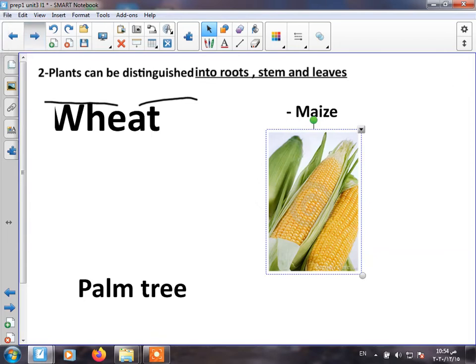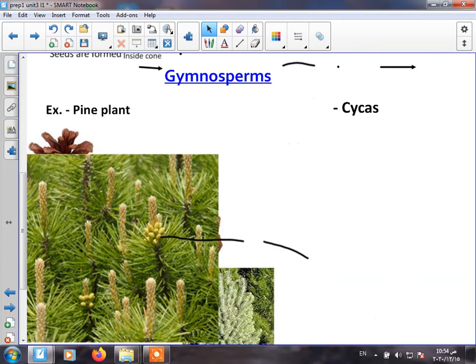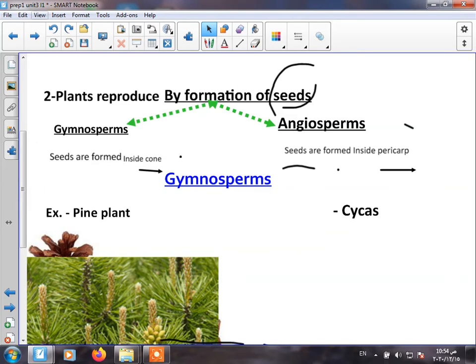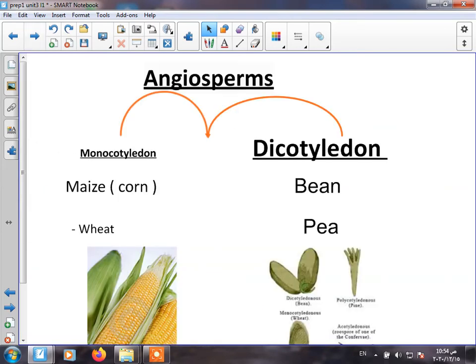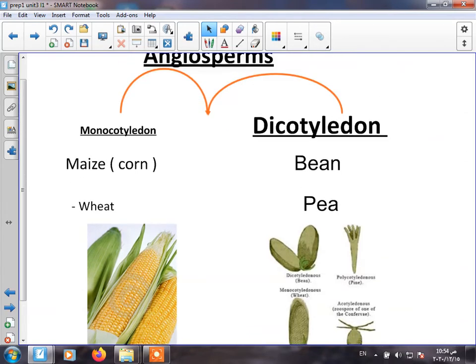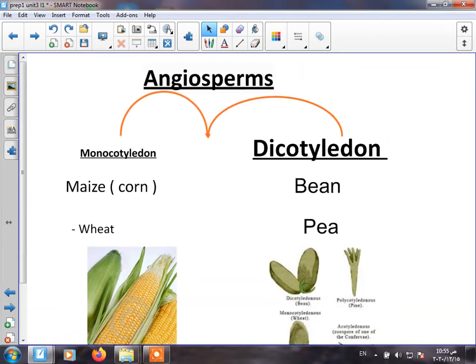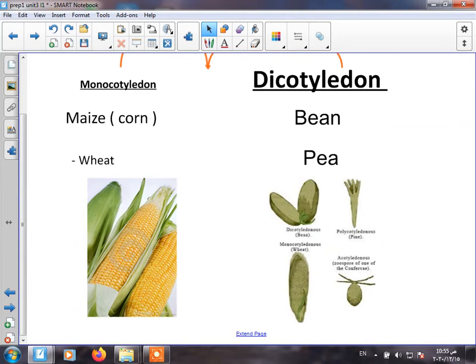Again, angiosperms form their seeds inside a pericarp, like what? Like beans, peas, wheat, and corn or maize. But here I have a big difference between these examples. Angiosperm is divided into two types, monocotyledon and dicotyledon, and both of them have their seeds formed inside a pericarp, like a cover.